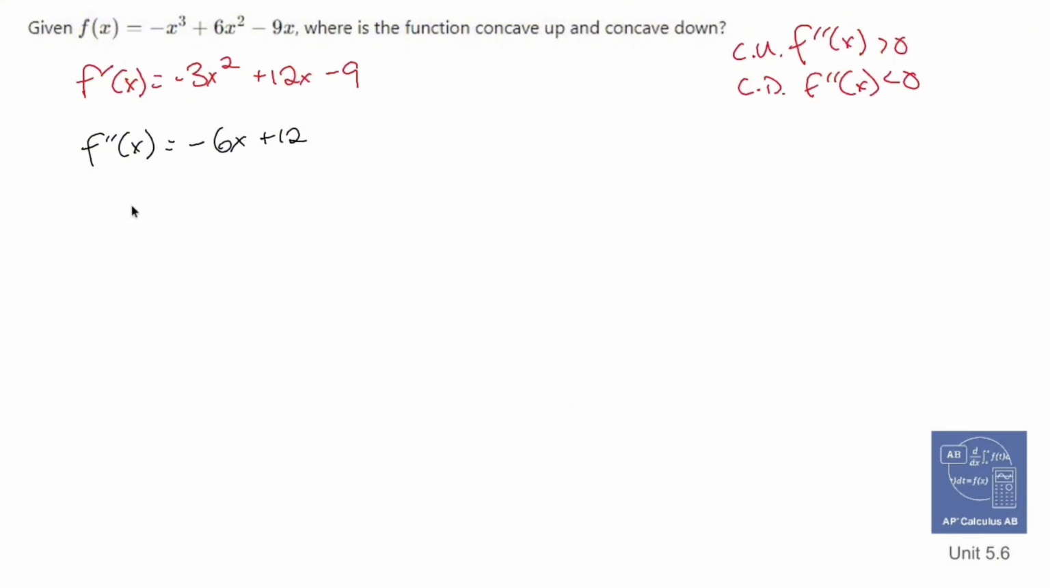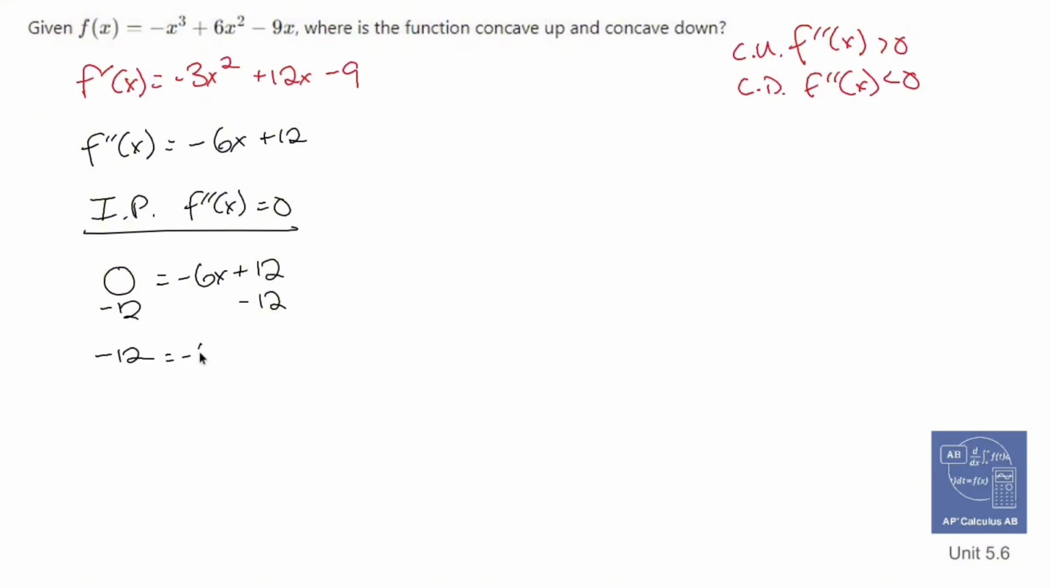Okay, so what I have to do is I have to find my inflection points. My inflection points exist when f double prime of x is equal to 0. Okay, and I'm going to have one inflection point, negative 6x plus 12. I'm going to have one inflection point, and that's going to happen at, well, let's see, minus 12, negative 12 equals negative 6x, divide by negative 6, divide by negative 6, x equals 2. So what I can do is I can make myself a sign chart for f double prime.